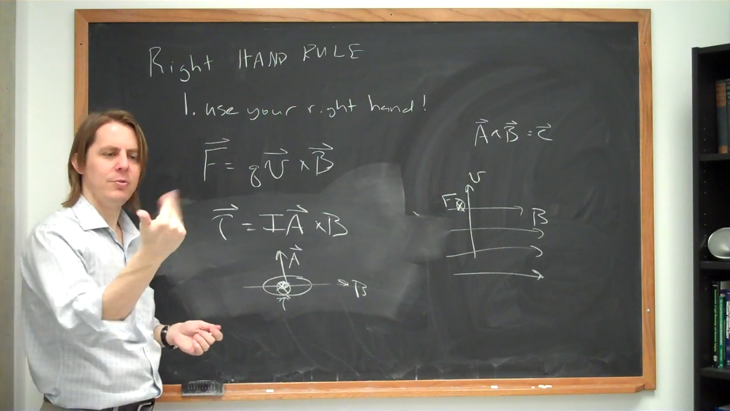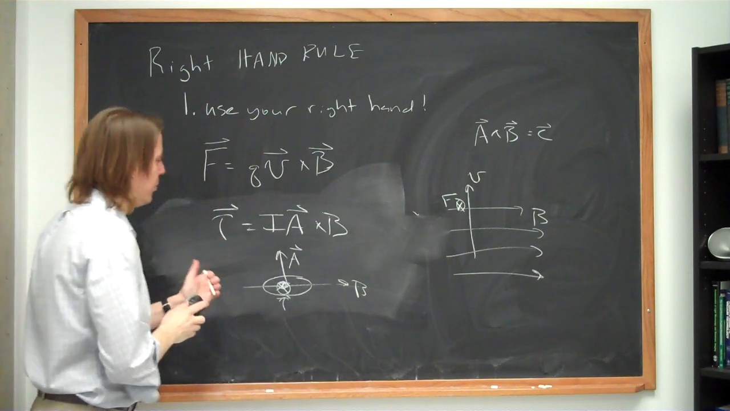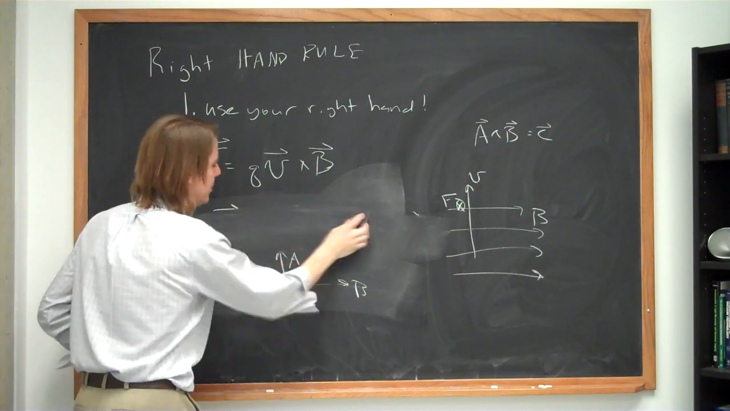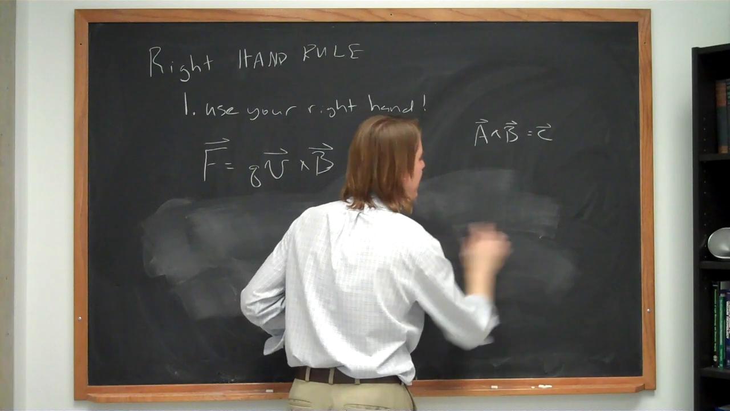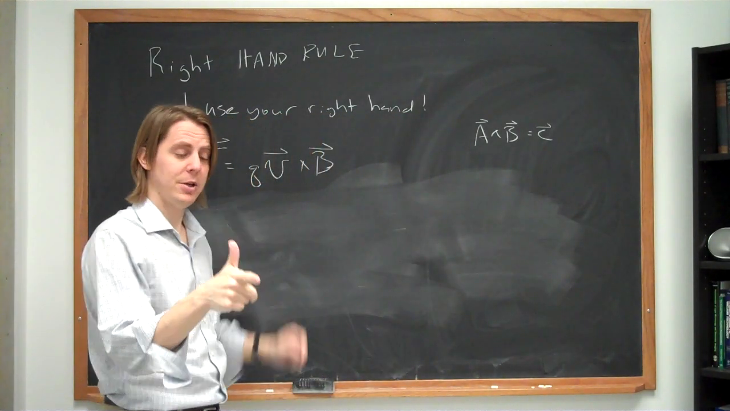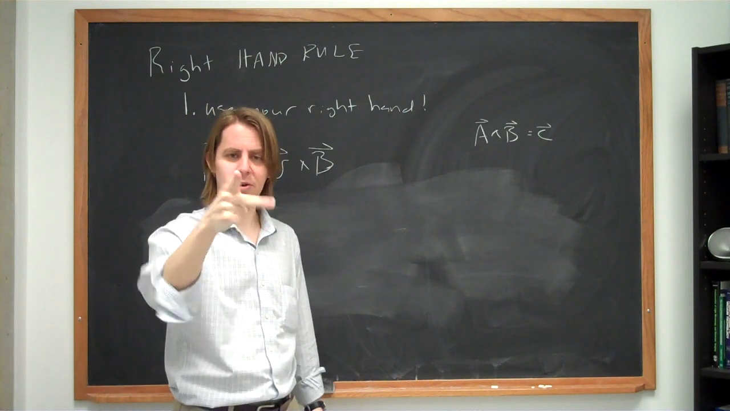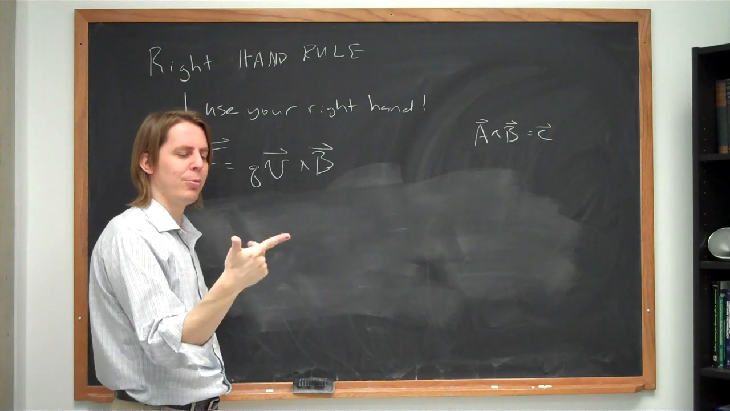There's another way to do it, though. If you don't like all this spinning your fingers around, there's another way to do it. And that is, let's erase this again, that is not to do the right hand rule that way. You still use your right hand, but you do a little salute here. You make your gun and then point up your middle finger like that.